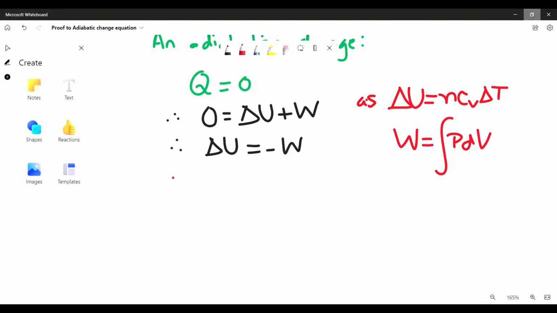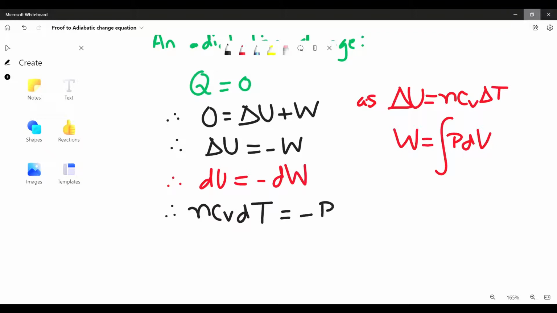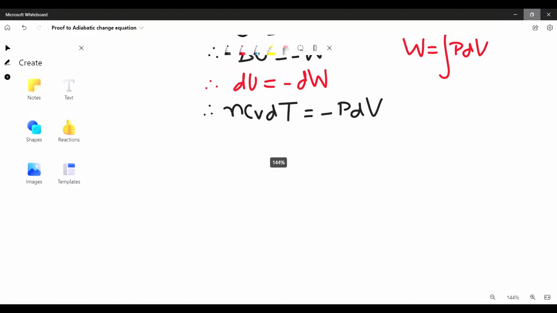So if we think about this, we get n C_V. In fact, we can reduce this expression and make it a bit easier as well. What we can do is we can call it dW and dU. So dU is equal to minus dW. So we're looking at small changes, and then this integral goes away. We can just talk about the minus P dV. So we get, implied, therefore, n C_V dT is equal to minus P dV. And this is the expression that we have now.